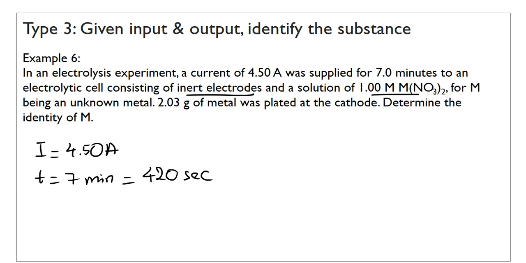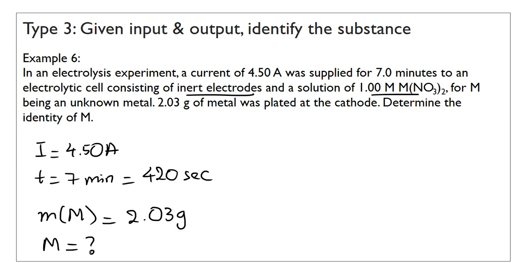So you don't know what M is. So M is not the actual symbol of the element. It's like X in an equation. It's just an unknown. 2.03 grams of metal was plated. So mass of M, we really should have used another letter, is 2.03 grams. And you need to work out what M is. Okay, a few things here.